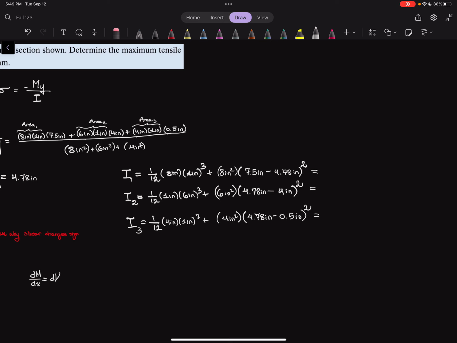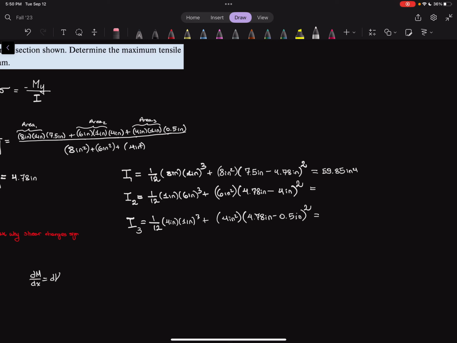So I'm going to get 8 times 8 divided by 12 plus 8 times 7.5 minus 4.78, all of that squared. Let me see if I did this right. And that's going to be 59.54. Nope, 59.85. I got my calculator in scientific mode. 59.85 inches to the fourth.